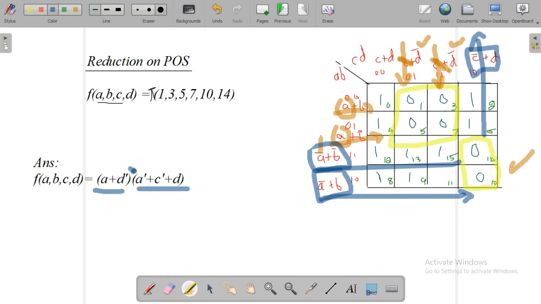So you know this is POS. POS means product of sums. So first of all we have written the sums, that is the max terms we have written. Then we have found the product. This is A plus D dash dot A dash plus C dash plus D. Understood? I hope all of you can do the reduction of an octet on a POS expression. It is the same as SOP, but with small changes. What are the changes that we have discussed in this question? And here we have reduced one pair and one chord. The same way you have to reduce an octet also.